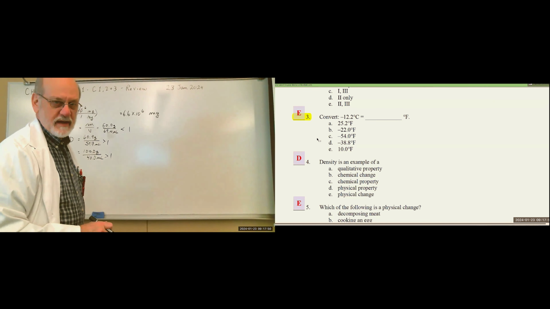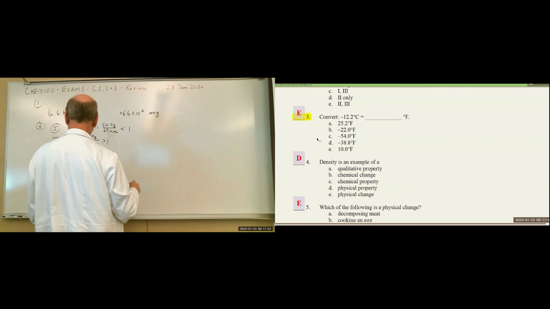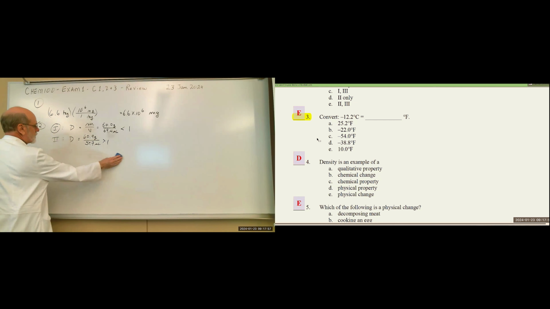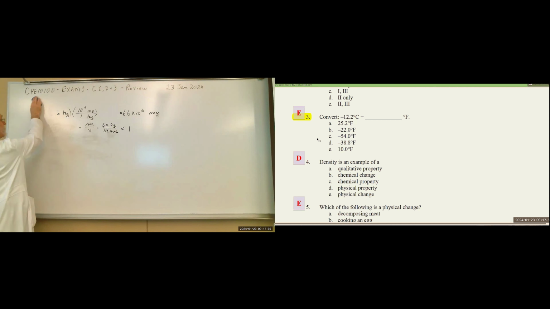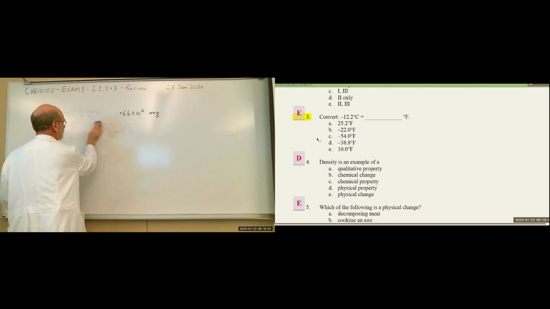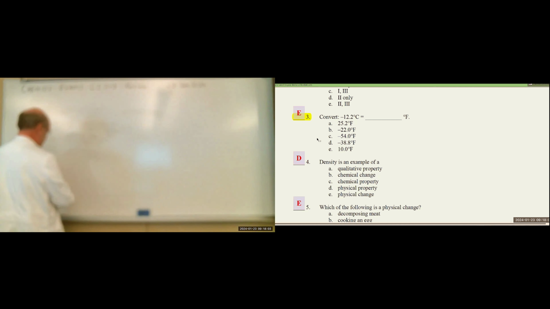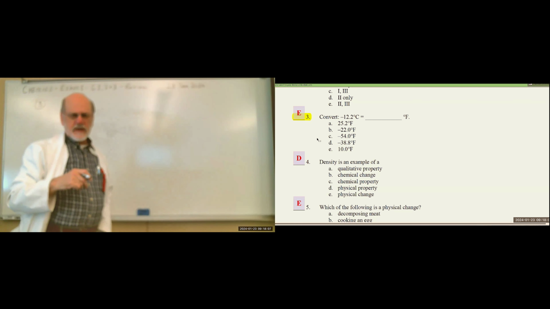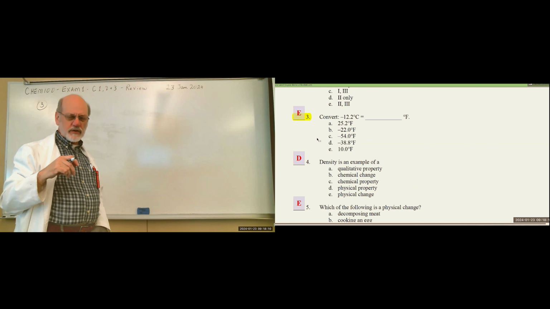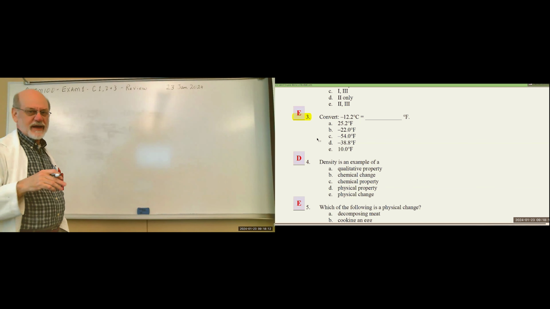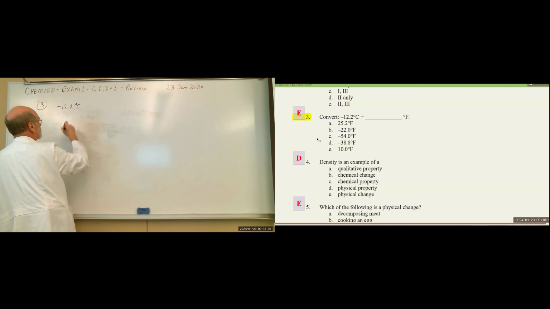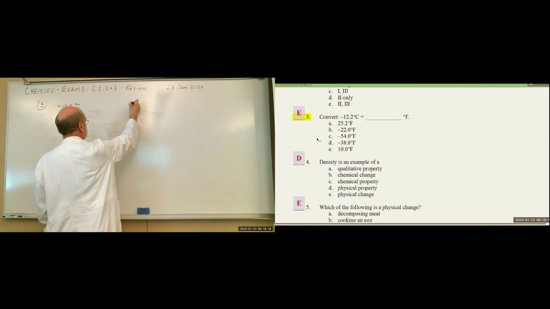All right. And 3, let's see. Let me just erase these before the board gets too cluttered. So the question is, convert minus 12.2 degrees C into Fahrenheit. Minus 12.2 degrees C, and we want degrees Fahrenheit.